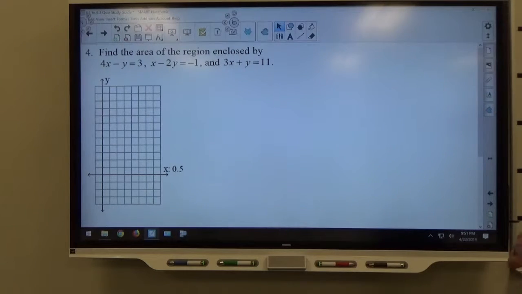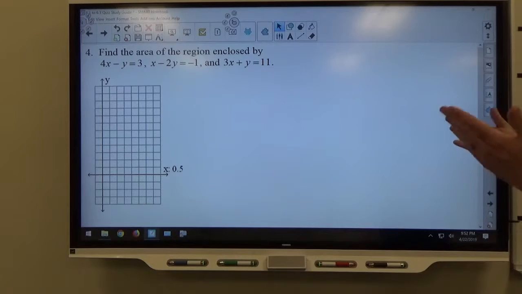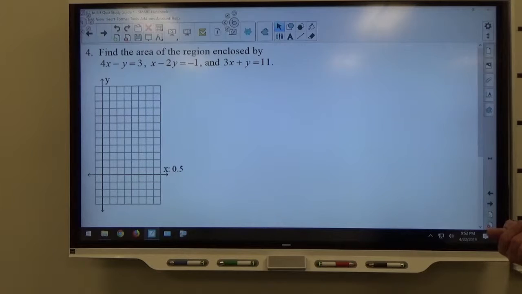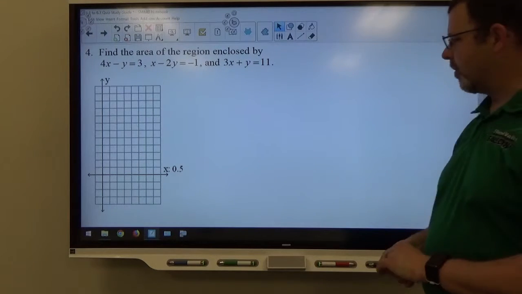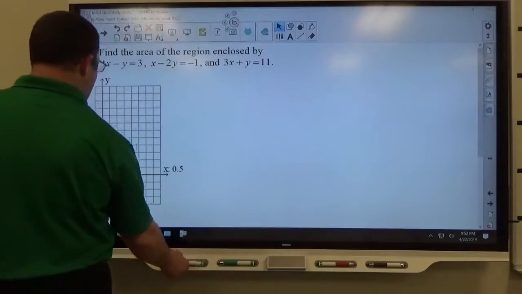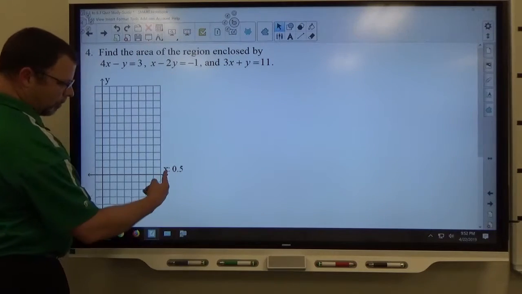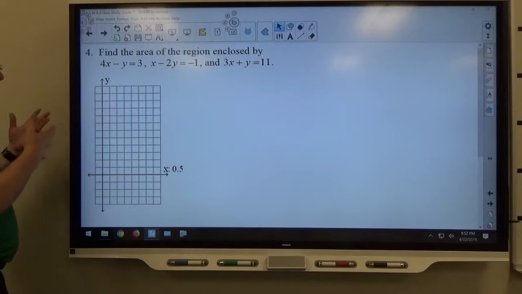Okay, number 4, find the area of the region enclosed by these three functions. We can see they're all linear functions. The easiest way to graph lines is the slope-intercept method of graphing. You can see for the graph paper I put on here that we're assuming a 0.5 scale on x and a 1 scale on y.